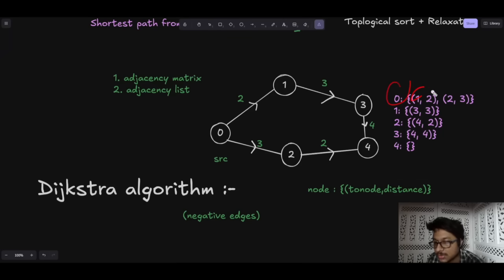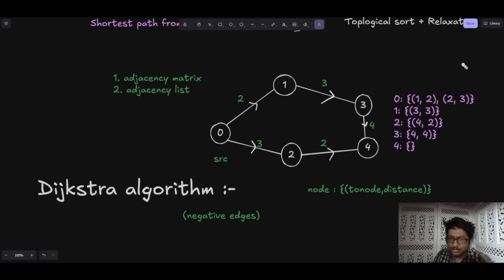So 0 to 1, I have a distance of 2. 0 to 2, I have a distance of 3. 1 to 3, I have a distance of 3. 2 to 4, I have a distance of 2. 3 to 4, I have a distance of 4. So this is the normal adjacency list representation.